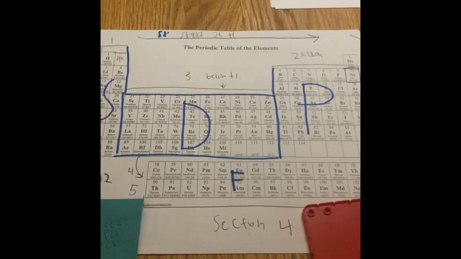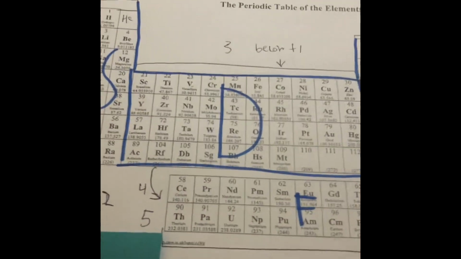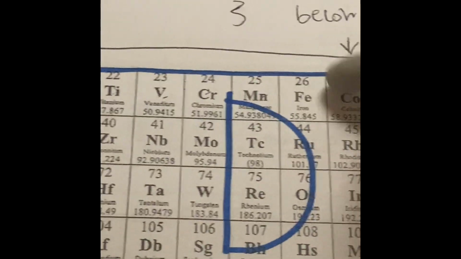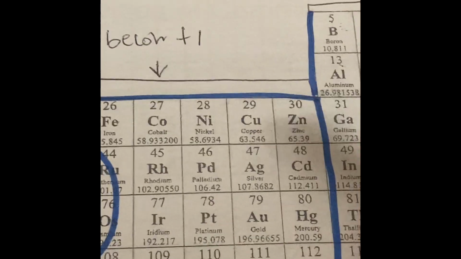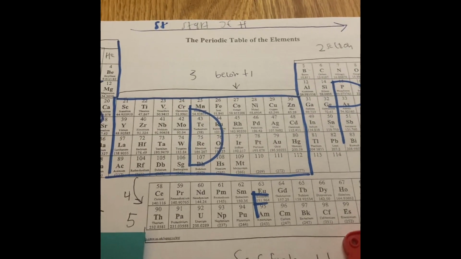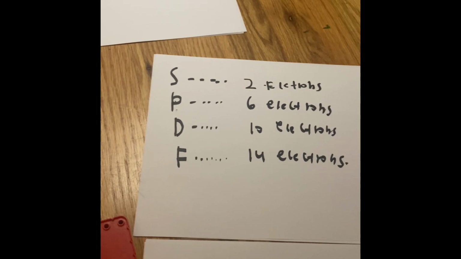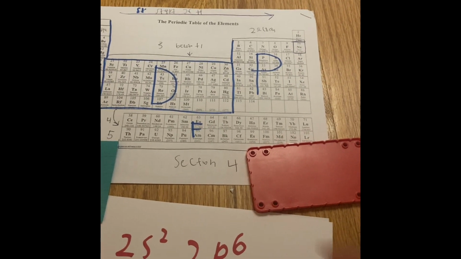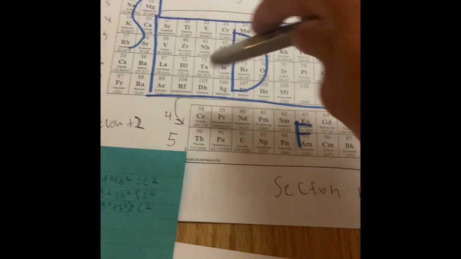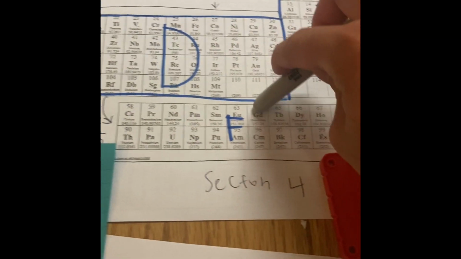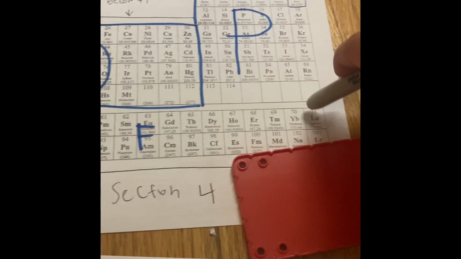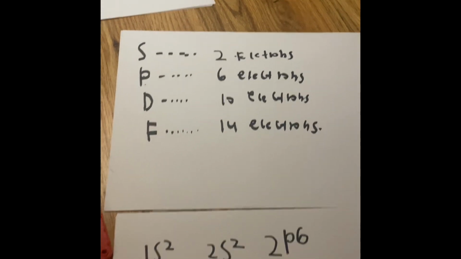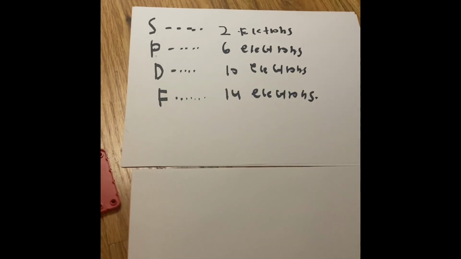The D block is the biggest in area of the periodic table. We're going to say 1, 2, 3, 4, 5, 6, 7, 8, 9, 10. 10 is going to be our answer for D. But the problem is F is going to be a lot larger than D in terms of length. 1, 2, 3, 4, 5, 6, 7, 8, 9, 10, 11, 12, 13, 14. 14 jumps, 14 electrons.